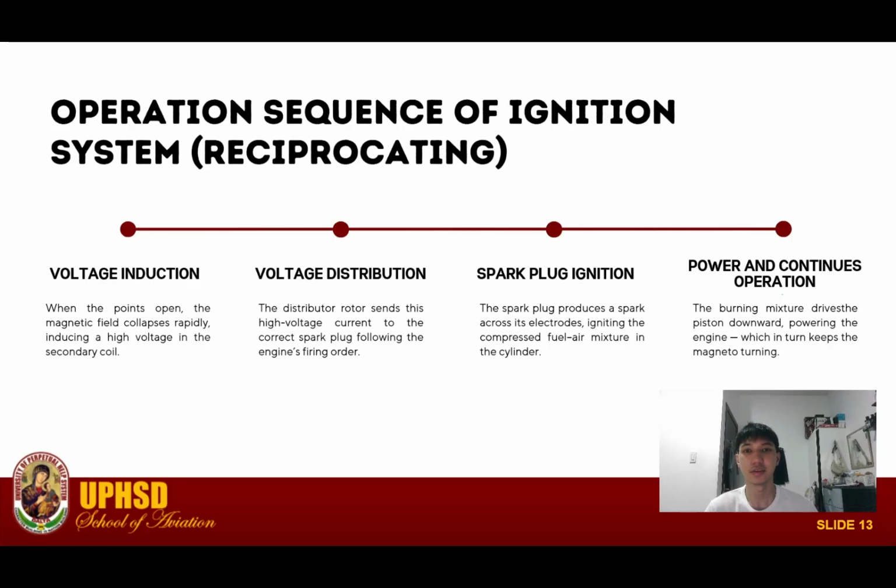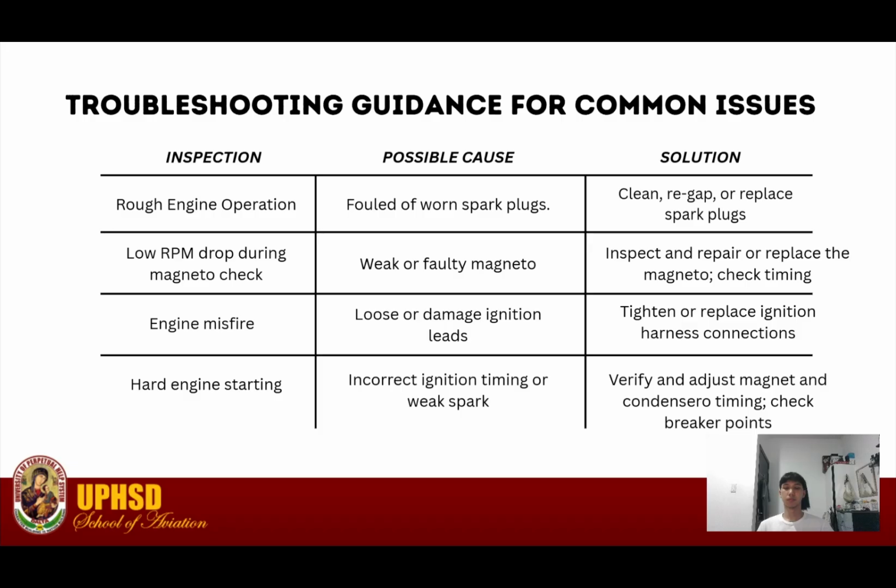And lastly, power and continuous operation. Finally, the burning mixture pushes the piston downward, creating power for the engine. This engine power keeps the crankshaft rotating, which continues turning the magneto, meaning the entire process repeats continuously as long as the engine is running. So overall, the ignition system is completely self-powered. It does not rely on battery.